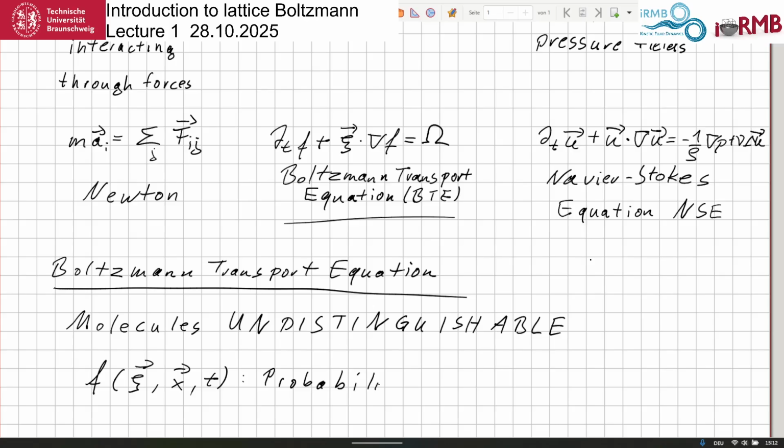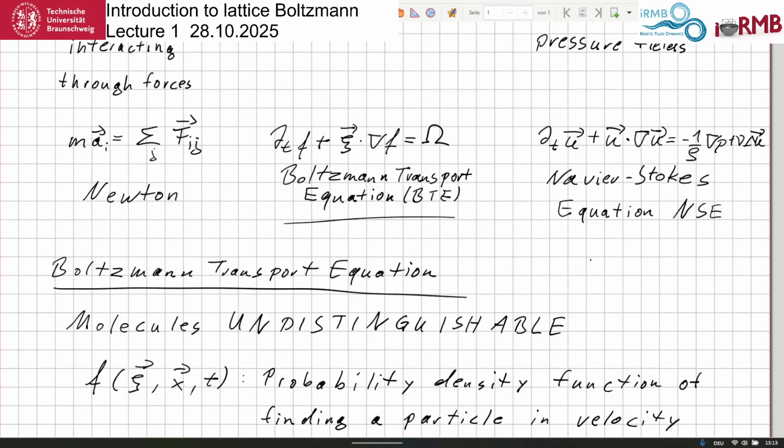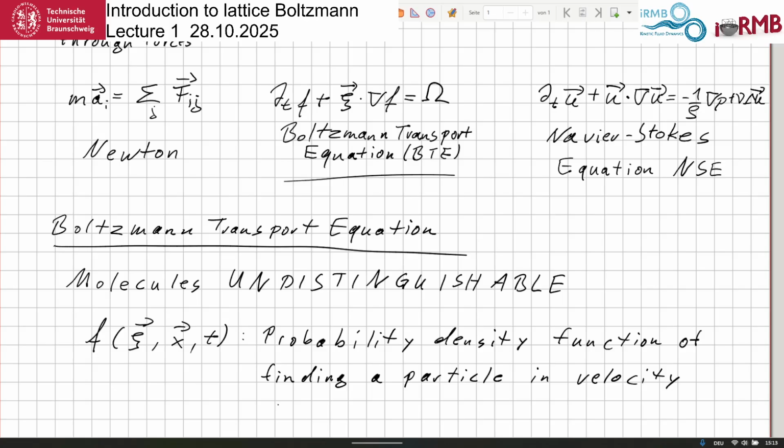So this is the probability density function of finding a particle in a velocity. So velocity is now a state. You're in the state of a certain velocity, xi. So I write down how I'm expressing this.